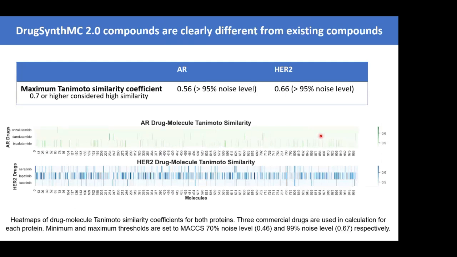So now if we look at our generated compound and compare it to the clinical compound, are they kind of the same with some additions, some different groups, or are they very different? And here using the Tanimoto similarity coefficient, 0.7 or higher means that they're very similar. Here we can see that for the compound generated for AR or HER2, we are below that number. So it means that our compounds are actually very different from the clinical compounds.